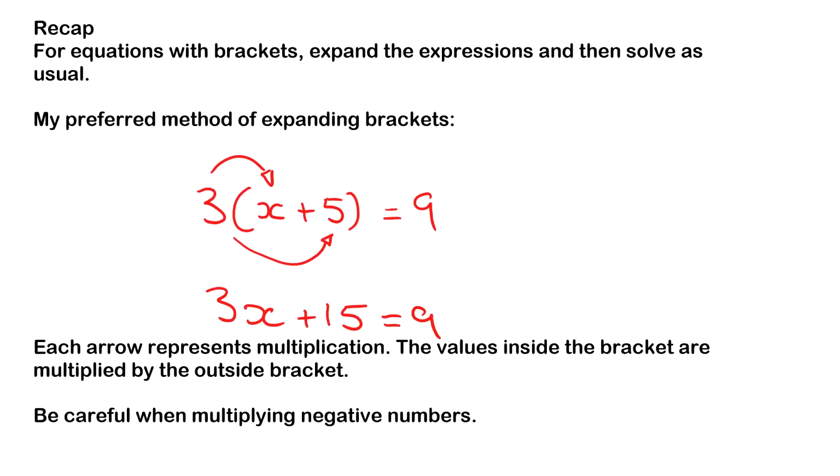To end this video, we'll do a quick recap. Remember, when you have equations with brackets, you expand the expressions and then solve as usual. Again, my preferred method is the arrows, and each arrow represents multiplication, and the values inside the bracket are multiplied by the outside bracket. Be careful when multiplying negative numbers. Remember, a negative times a negative forms a positive, and a negative times a positive forms a negative. It's very important that you remember not to make silly mistakes there and take your time when answering questions.